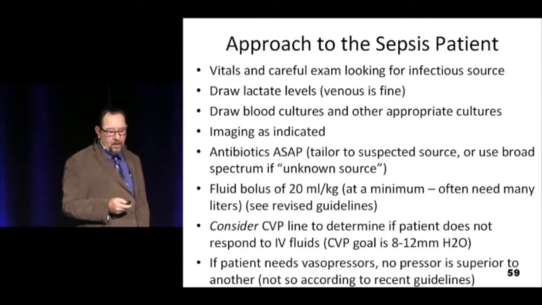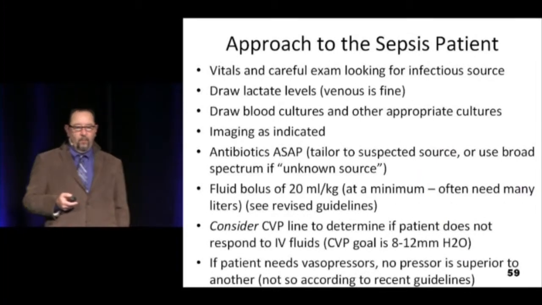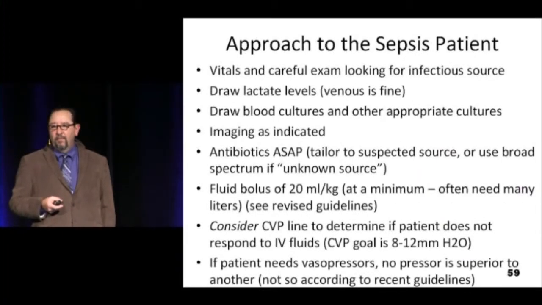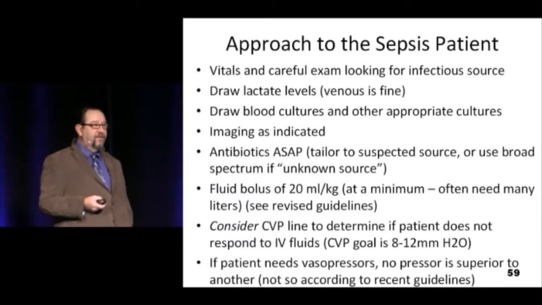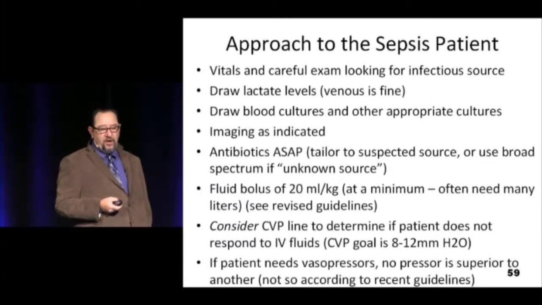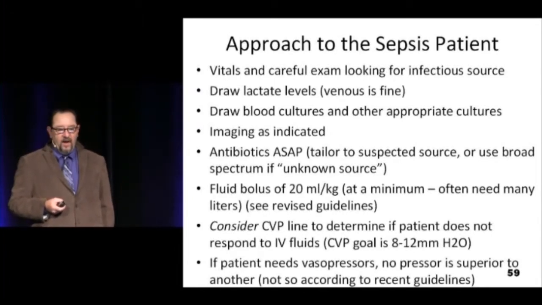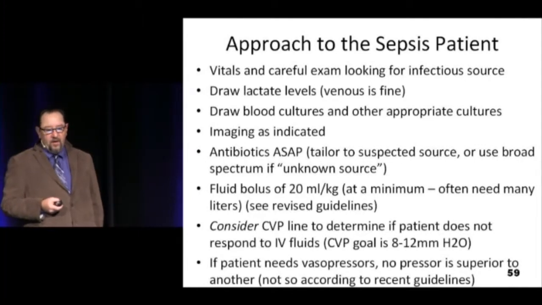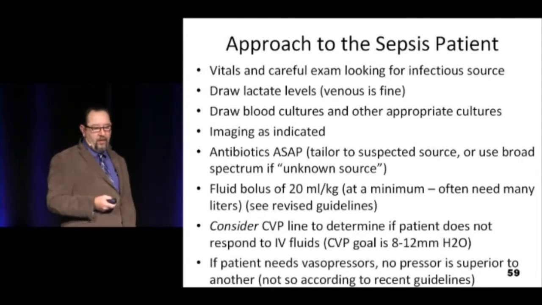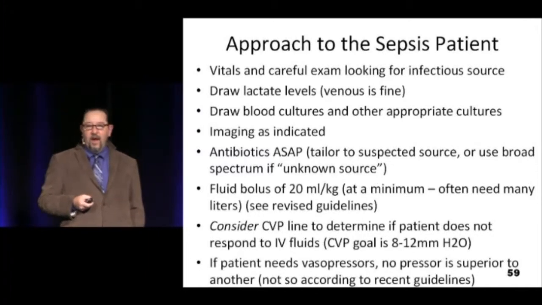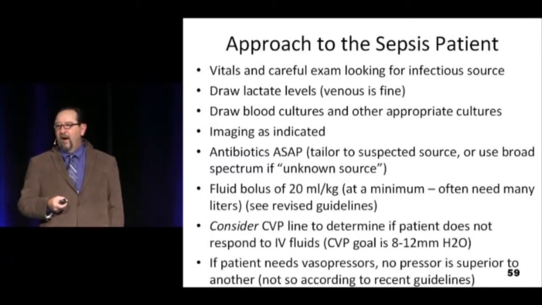So, approach: vitals. Start looking for SIRS. Get the lactate levels if they're sick. Blood cultures and appropriate cultures from the source if they're sick. Antibiotics tailored to the suspected source. Fluid boluses. The first one ought to be 20 mL per kg at a minimum, and our hospital makes us do 40 mL per kg, which I think is appropriate.